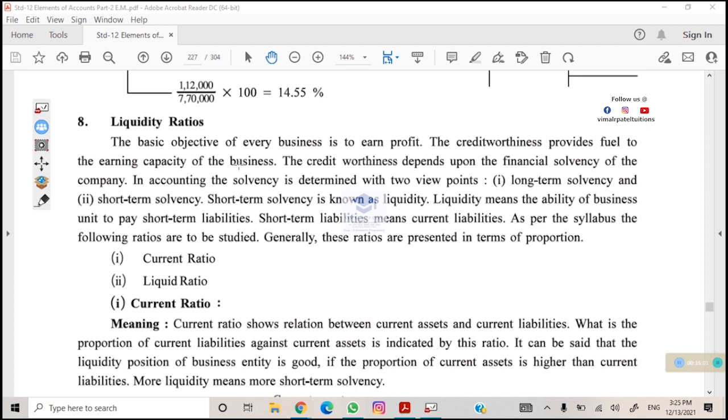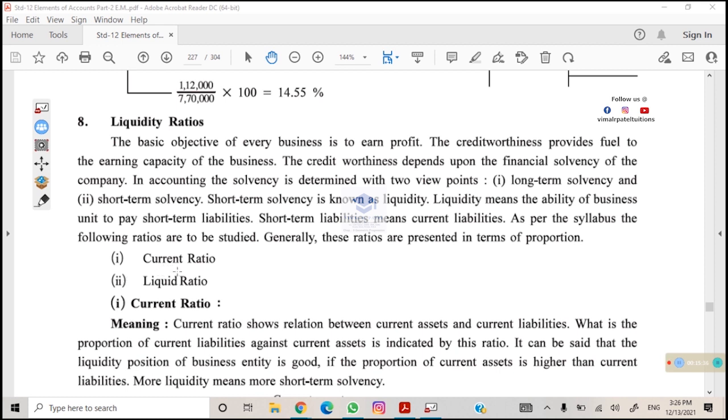Sometimes it may happen that we have invested our fund in fixed asset, long-term asset. So we will face a financial liquidity crisis. We are having wealth, but we are not having enough money so that we can pay our short-term liability. So this short-term solvency or short-term financial viability of business is known as liquidity. Liquidity means ability of the business to pay its short-term liability. Short-term liability means current liability.